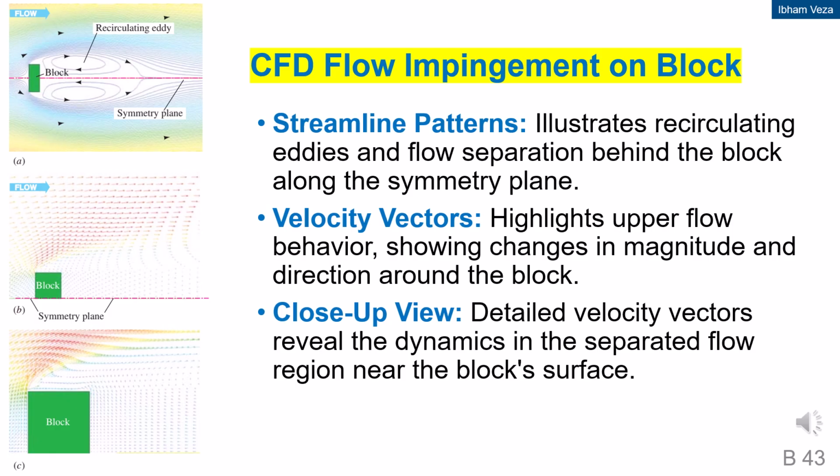CFD flow impingement on block. The CFD result shows a recirculation region behind the block due to flow separation. Velocity vectors illustrate how the direction and magnitude of the flow change around the object. In front of the block, the flow slows down and then separates. Behind it, rotating eddies are formed. This example shows how numerical visualization helps in understanding complex flow structures.